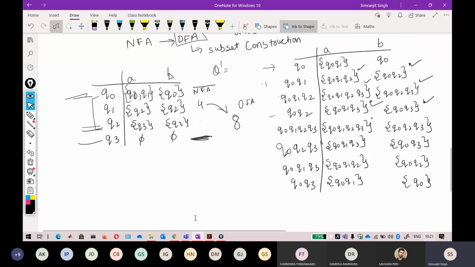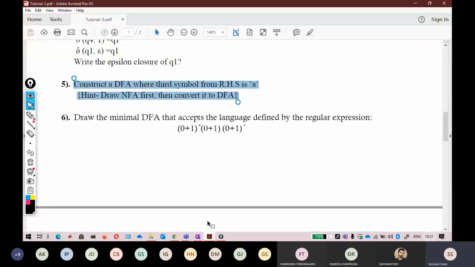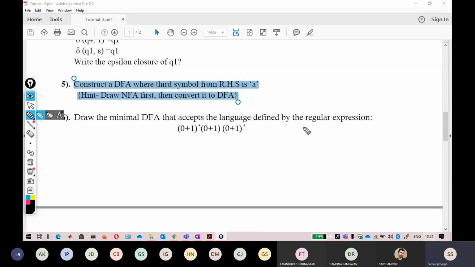Okay, so going on to the next question. The next question is again a fairly basic one. It just says to draw a minimal DFA for the language that is described by this regular expression. Now the first way is this: it is just (0+1)* followed by 0 and 1. It means that it has to be on an arrow because there is no star here, and after that it is followed by (0+1)*.